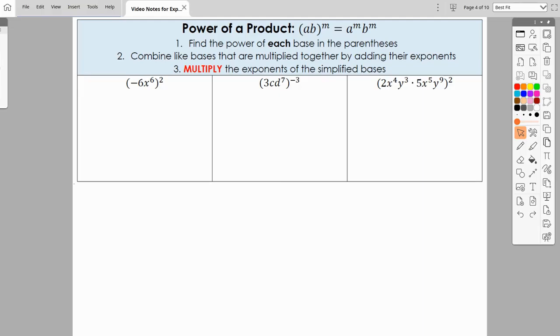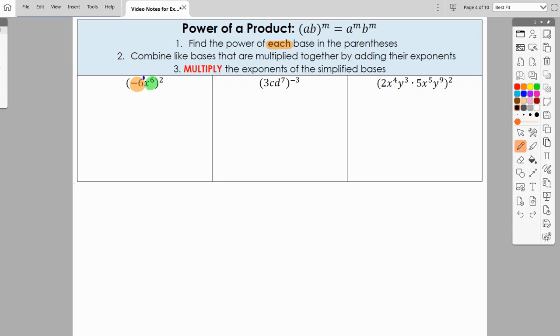In the next section, power of a product, we want to find the power of each base in the parentheses. I stretched the word each here in bold, and I'll also highlight it as well, because you want to make sure you find every single base in the parentheses, the number ones and the letter ones. So the first base in the first example is negative 6. Finding that power or exponent will be an invisible 1 here. Next base is the letter x here. Again, both bases are here.